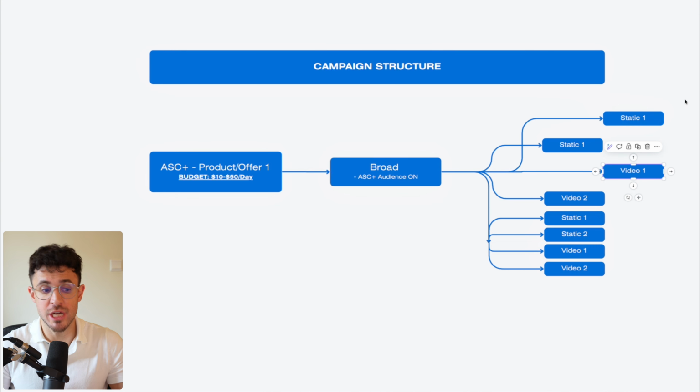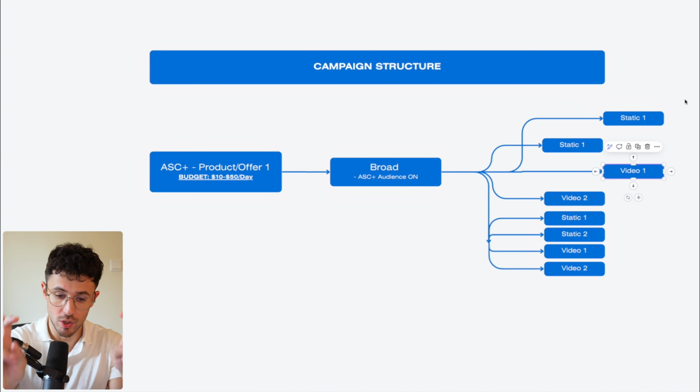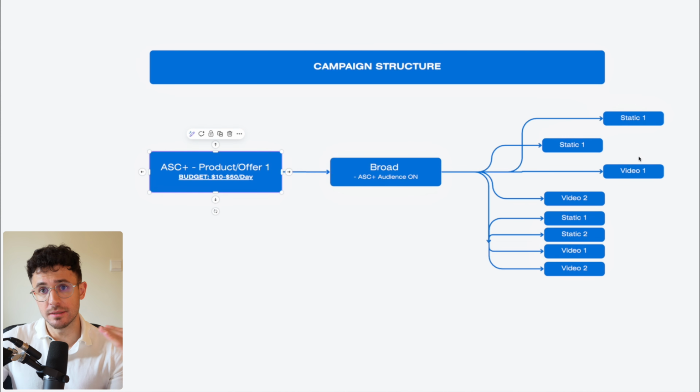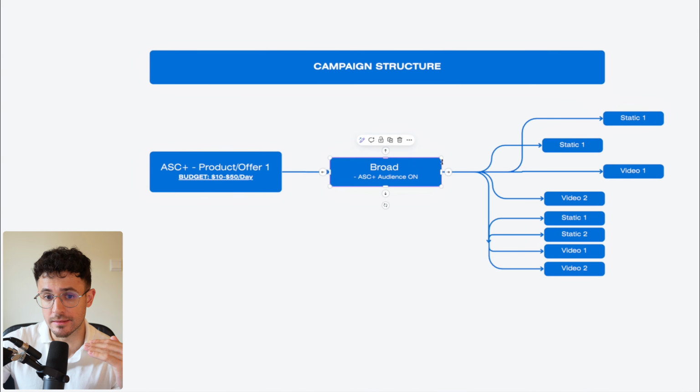And this is how you jump from a low budget phase to a scaling phase slowly, of course. And then what you want to do is simply increase the budget at the campaign level. Don't overcomplicate things. And in this ad set, by the way, all these creatives can be of the same product, same offer, but they can be different angles.